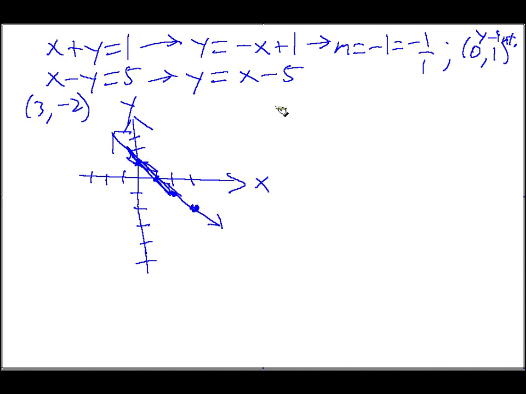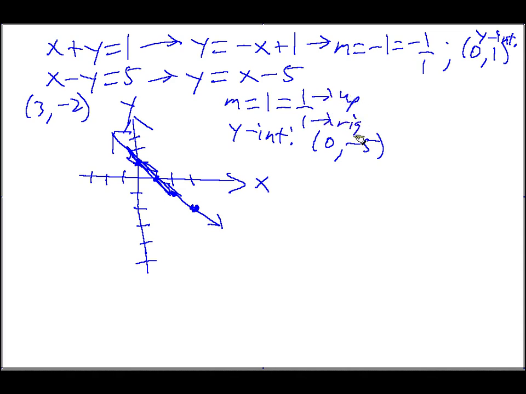All right then, let's graph the second line. The slope is what? 1, which is 1 over 1. And the y-intercept is going to be what? 0, negative 5. Hopefully we can recognize each of these things without too much trouble. So again, this means 1 up, 1 to the right. Back down, it means 1 down, 1 to the right.